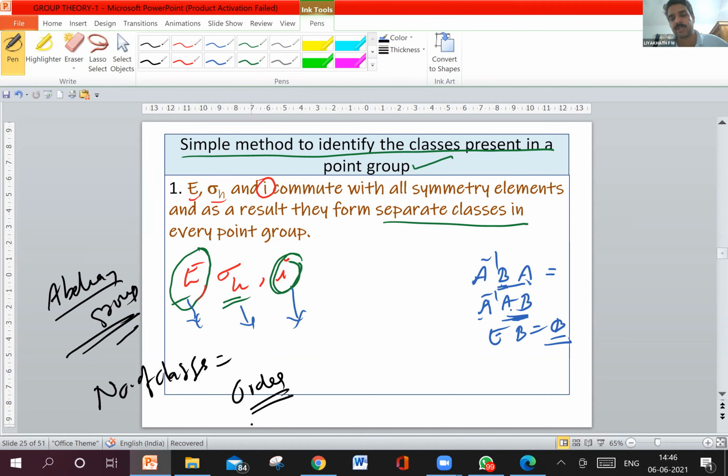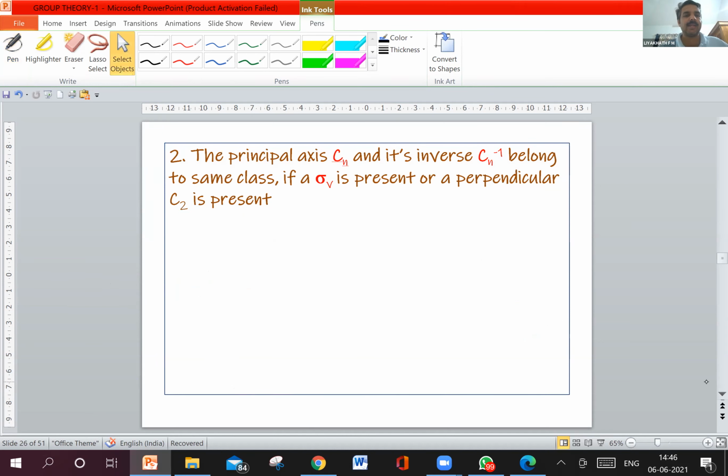Okay, and the second rule is the principal axis Cn and its inverse Cn inverse belong to the same class if a sigma v is present or a perpendicular C2 is present. Okay, that is the Cn and Cn inverse.